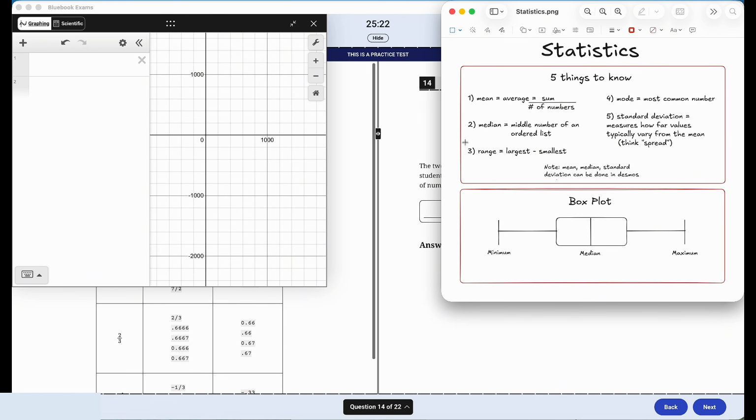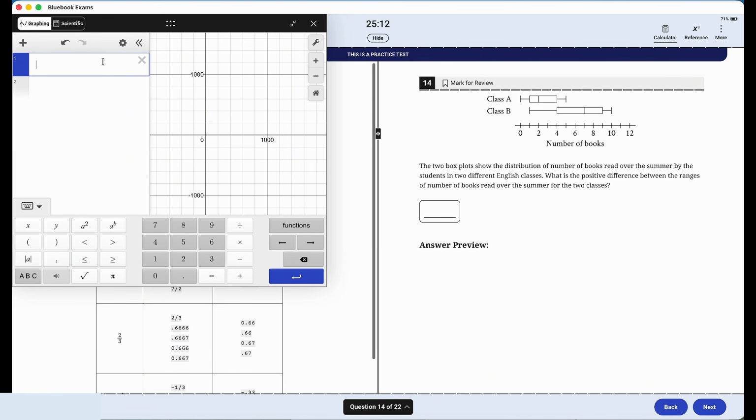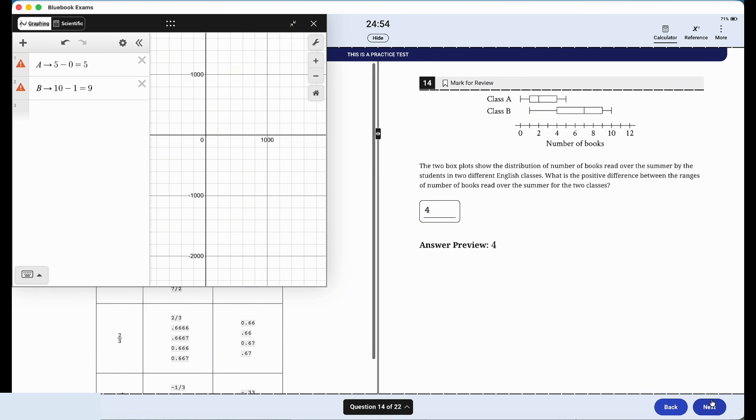So here we have to know range. Desmos doesn't calculate range for you. You have to know range is taking the largest value minus the smallest value. Here I want to find the difference between the ranges for the two classes. For class A, the highest was 5, the lowest was 0, so that's 5 minus 0, which is 5. For class B, the highest is 10, the smallest is 1, so that's 9. Then I take the difference between their ranges, so it's 4.